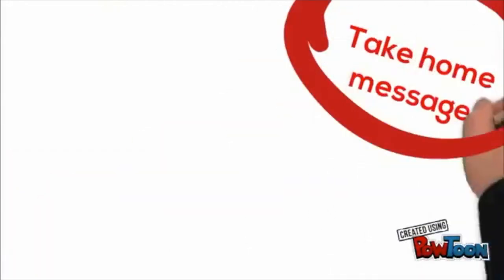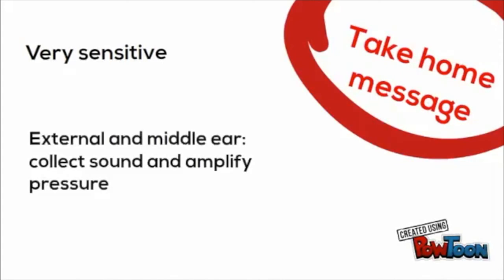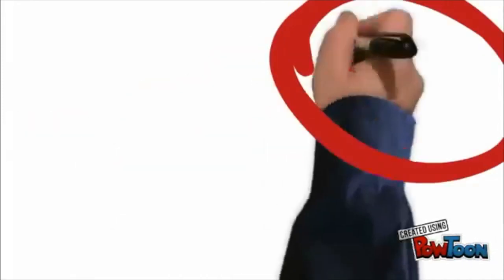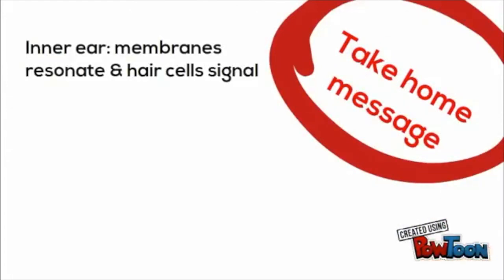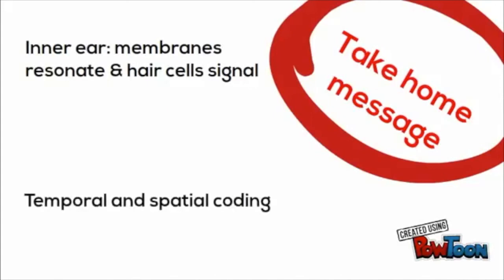So, to sum it all up, a take-home message. The ear is very sensitive. It can detect a molecular movement as small as 10 picometers. The external and middle ear collect sound and amplify the pressure. Within the inner ear, membranes resonate, which makes the hair cells signal. Auditory information is encoded in two different ways, namely temporally and spatially.